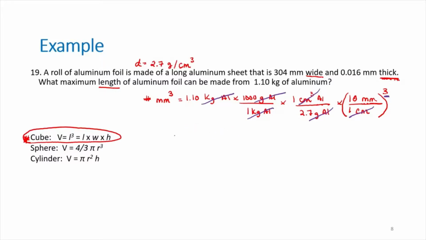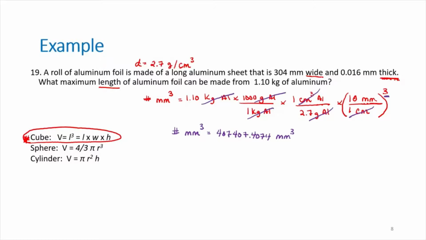When you calculate out your number of millimeters cubed, you should find this value to be 407.4074. And this is millimeters cubed. It's a pretty big number, definitely repeating itself. We don't need to keep all of those digits right now, but I'm going to keep them just for the next calculation because I'm going to round at the end.